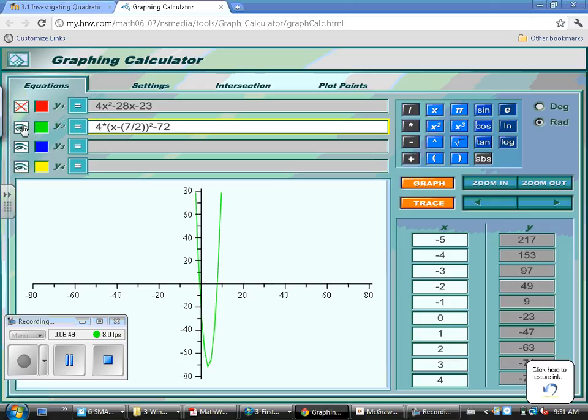So if we hide the green and show the red, and we just hit graph, you'll see that you're getting the exact same thing. And even if you show them both and you hit graph, it'll do the red one, and then the green right on top. So you can see that they're exactly the same function. So that's just another way to verify.